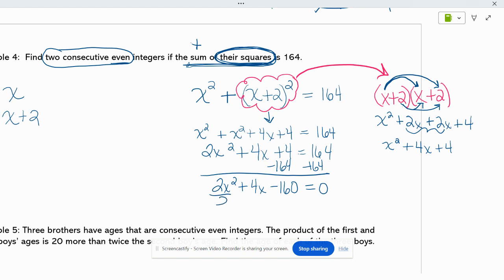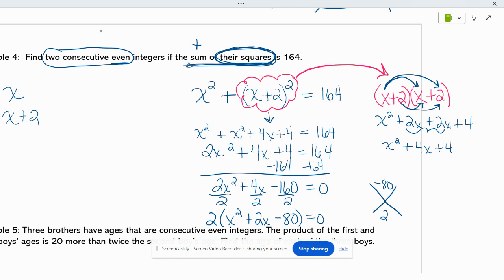2. We can take out a 2. Let's do that. So I have 2 times, let's see, 2x squared divided by 2 is just x squared. 4x divided by 2 is 2x. And negative 160 divided by 2 is negative 80 equals 0. So I'm looking for two numbers that give me a product of negative 80 and a sum of 2.